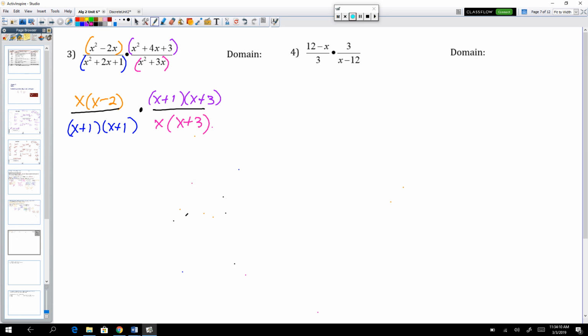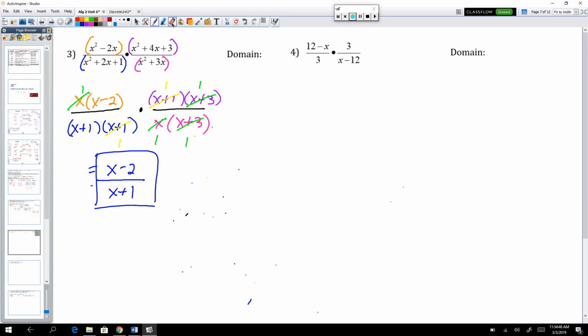Now we can cancel. X plus 1 and x plus 1 turn into 1 over 1. X plus 3 and x plus 3 turn into 1 over 1. X and x turn into 1 over 1. And there's nothing else to cancel, so I'll take what's left and state that the simplest form of this is x minus 2 over x plus 1. That is the simplified form of this multiplication problem.